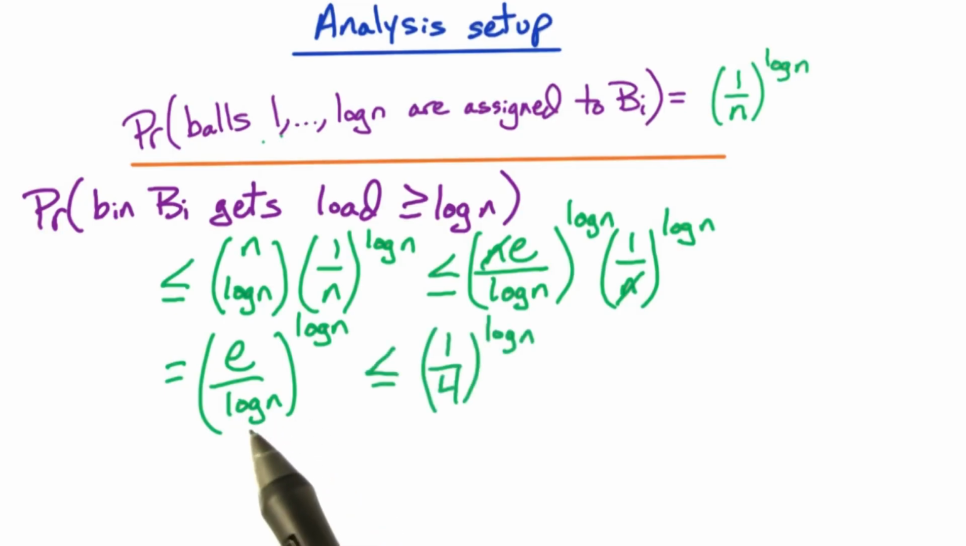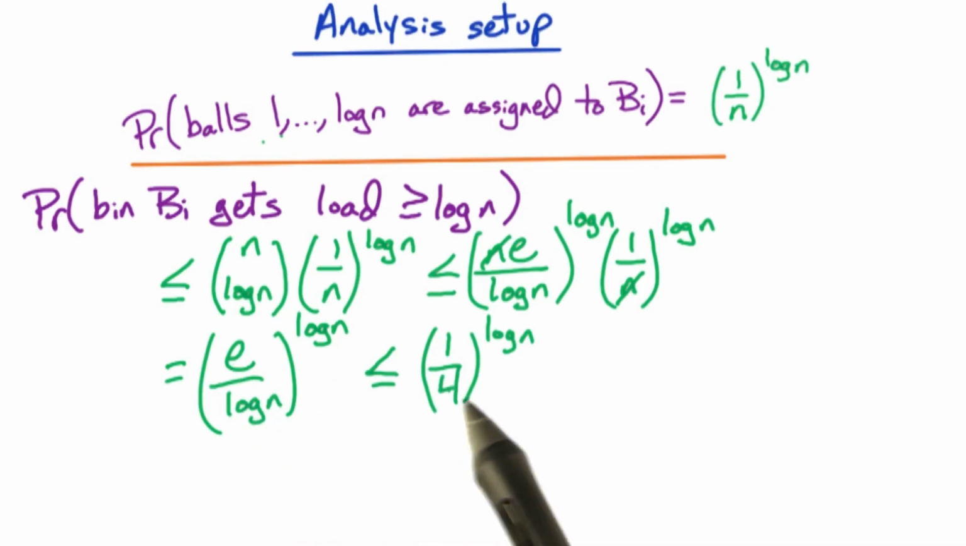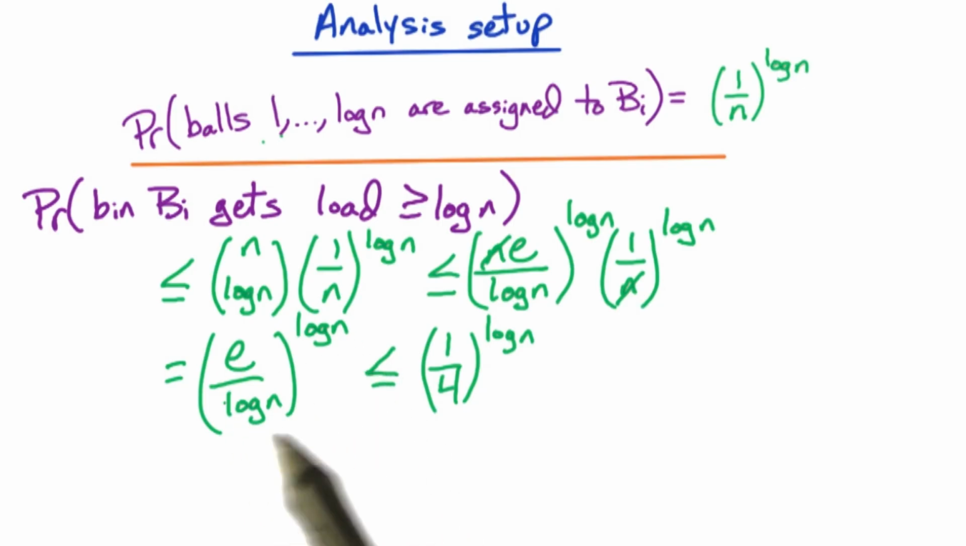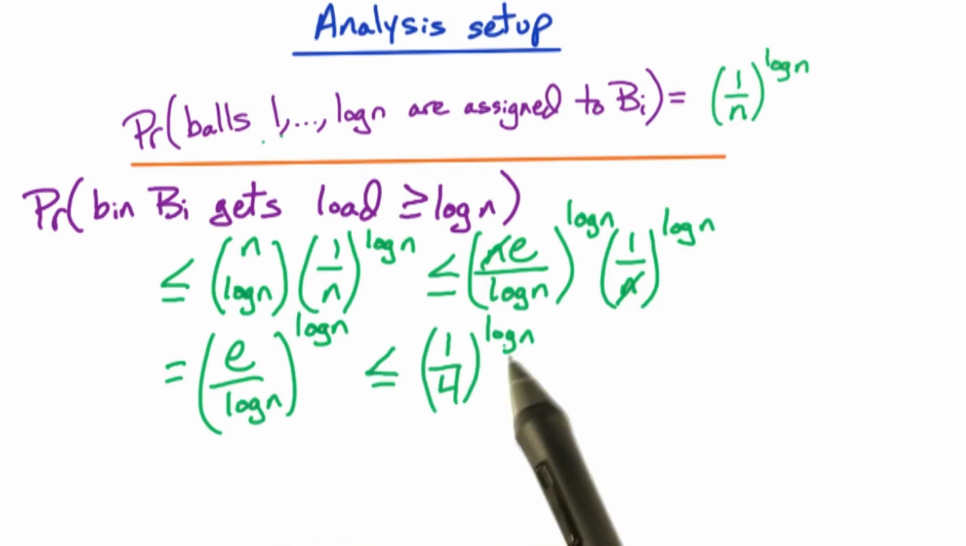We're going to look at this asymptotically as a function of n, so we can bound this inner term by any fixed constant we want. So let's bound it by the constant 1/4. So we're going to say e over log n is at most 1/4, and so we get this whole quantity is bounded by 1/4 to the log n.